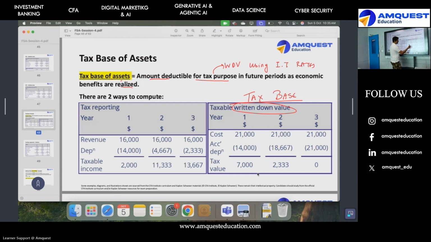So if I take an asset worth 21 and I depreciate it as per Income Tax Act, I get 7,000. This is the tax base in year 1. Year 2, 21, I took a further 4,667, it's the tax base for year 2. And year 3 becomes 0. Now what is interesting is the accounting value. The accounting WDV in year 1 will be how much? 14,000, because you depreciate only 7,000, then 7,000, and 0. This is the accounting value, this is the tax value.